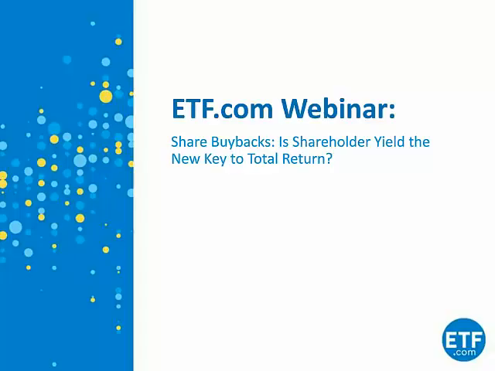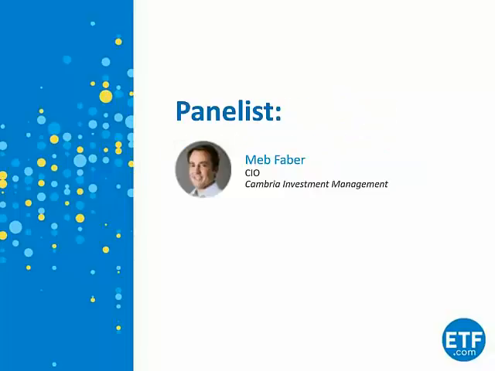I'm super pleased to be joined today by my good friend Meb Faber, the Chief Investment Officer of Cambria Investment Management. Meb literally wrote the book on share buybacks. You can buy it on Amazon.com. The title is Shareholder Yield. But more generally, he's been at the forefront of getting investors to think about the new concept of shareholder yield as opposed to straight dividend yield, and we're lucky to have him here today.